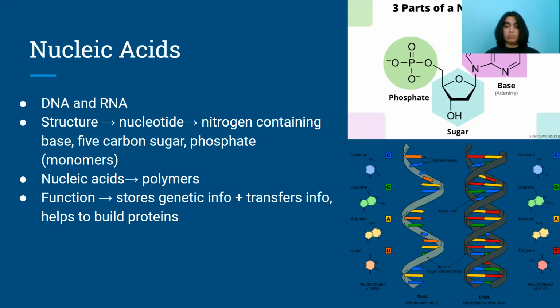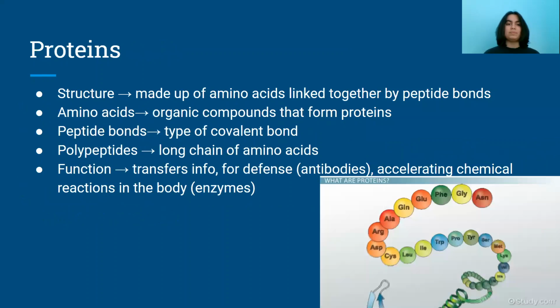Think of them like monomers. So monomers are small molecules. They form together to form polymers, basically the nucleic acids. The function is to store and transfer genetic information and to help build proteins, which is another complex system.